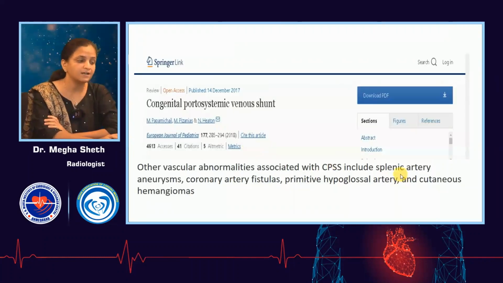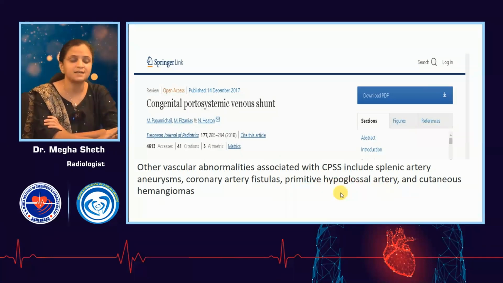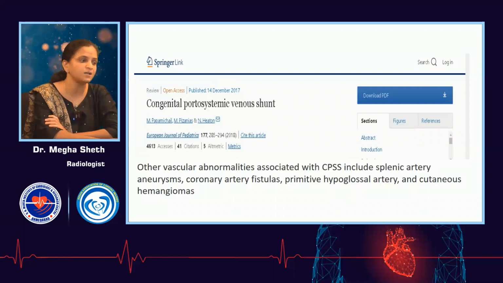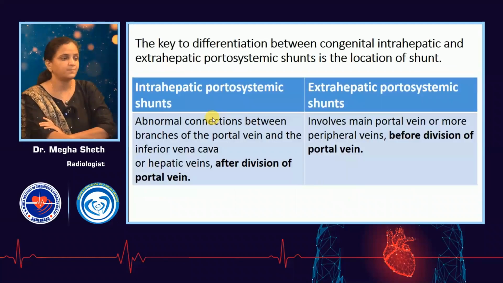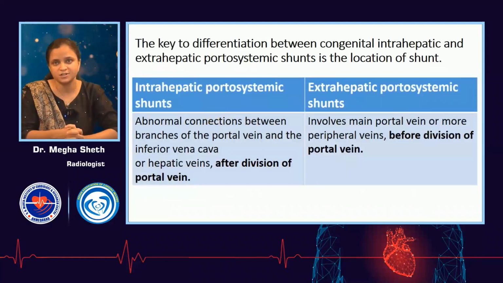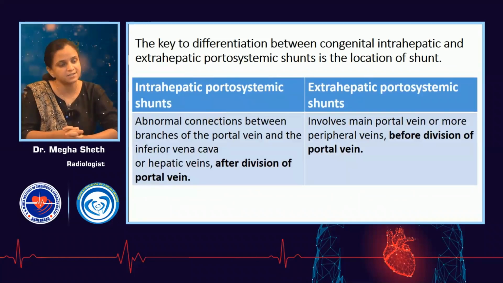Apart from splenic artery aneurysms, we may find coronary artery fistulas, primitive hypoglossal artery, and cutaneous hemangioma. Such rare cases and rare associations have also been documented in literature, like this one was published in December 2017. So, what is the main differentiating feature between intra and extrahepatic congenital portosystemic shunts?